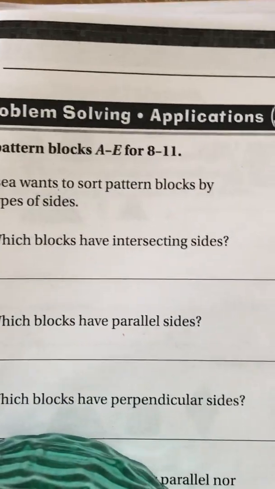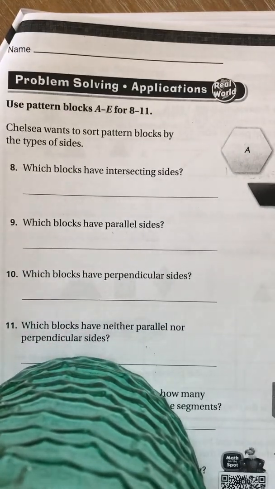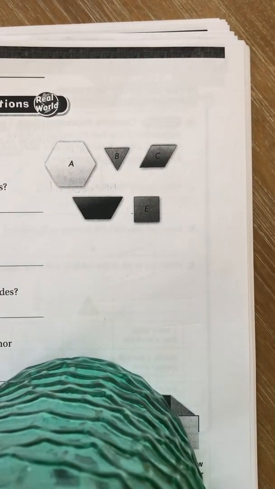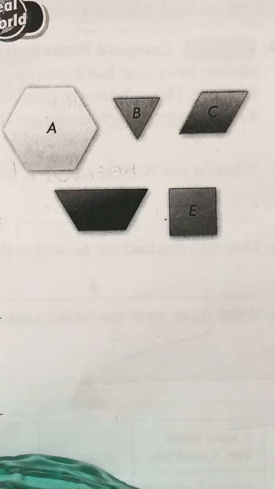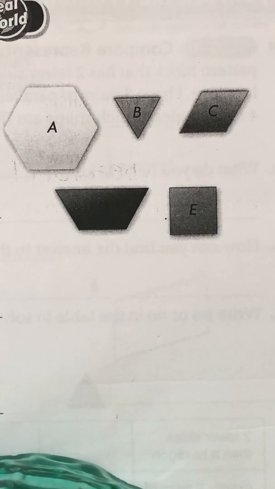On this page, page 717, we're going to be doing problem solving. We always have a problem solving page. So we'll read the problems carefully, underline information if we need to, and we will solve. So it says use pattern blocks A through E for numbers 8 through 11. So over on the right hand side, these are the shapes that we're going to use to answer questions 8, 9, 10, and 11.